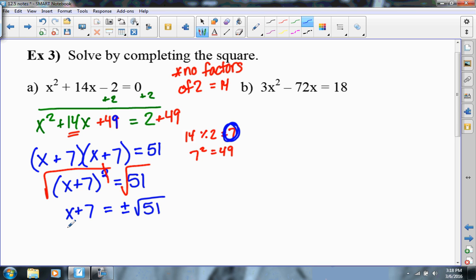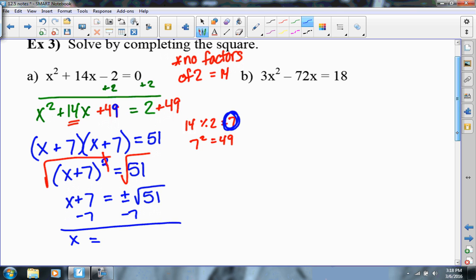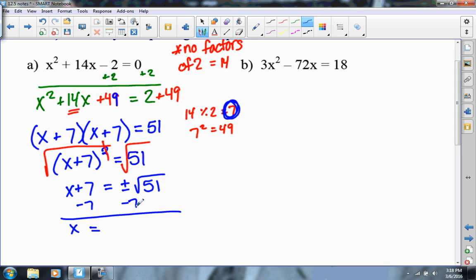But I still have to solve for x. So how I do that is I subtract 7. So x equals, now here's the trick. It's kind of like a little shorthand trick. I can't combine 7 and the square root of 51. They're not like terms. So I'm just going to write negative 7 plus or minus the square root of 51. I write the whole number first, and then plus or minus the radical.